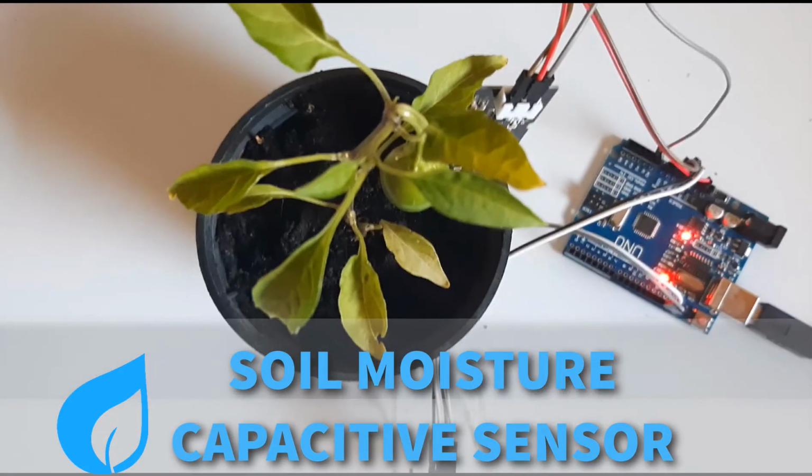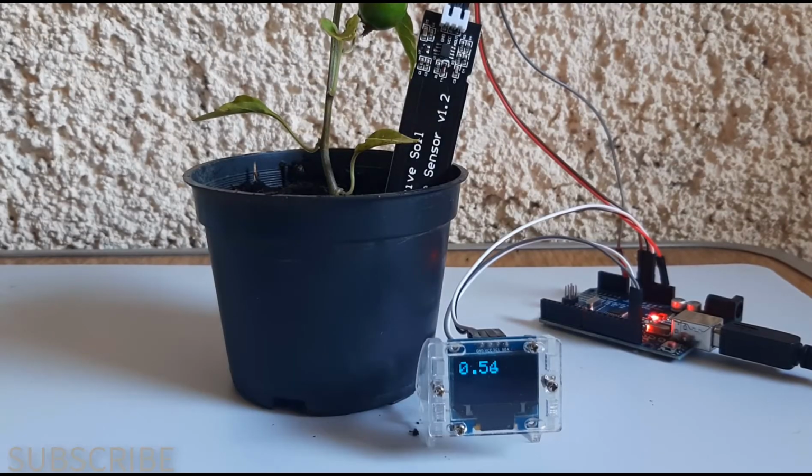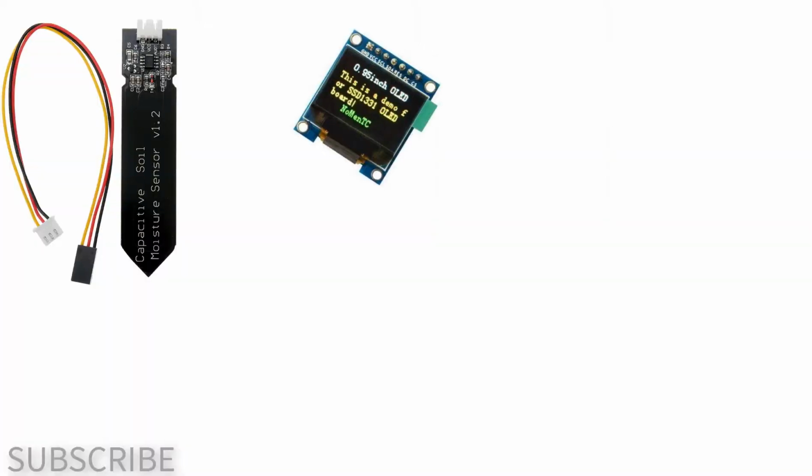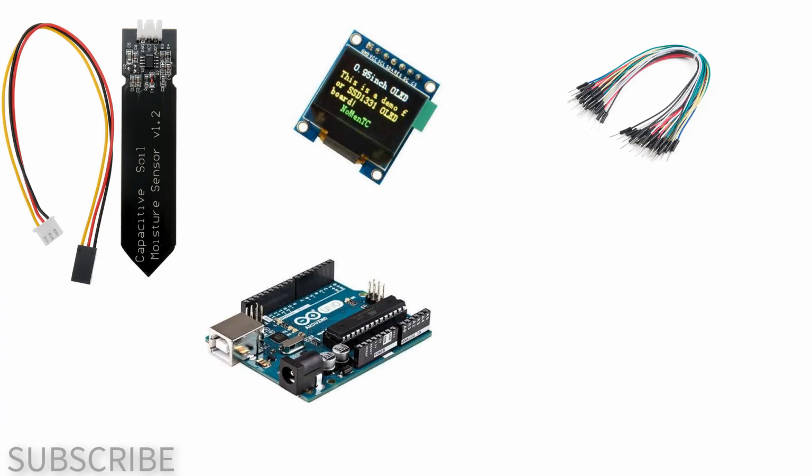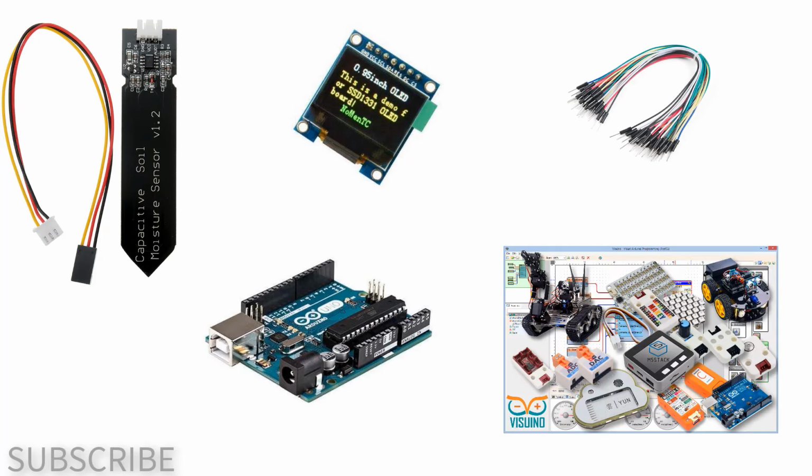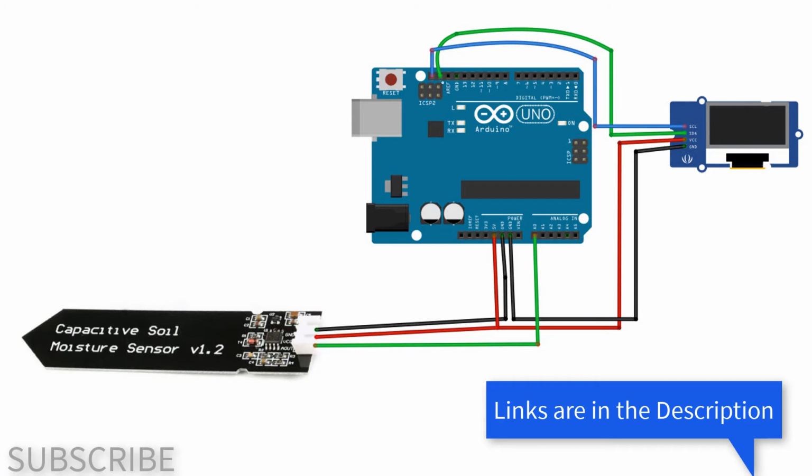In this project, we will learn how to measure the soil moisture using capacitive sensor. For this project, you will need a soil capacitive sensor, OLED display, jumper wires, Arduino and Visuino software. Wire everything according to this schematic.